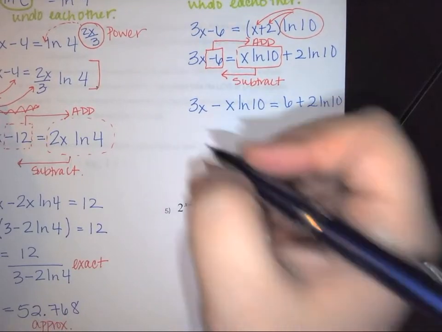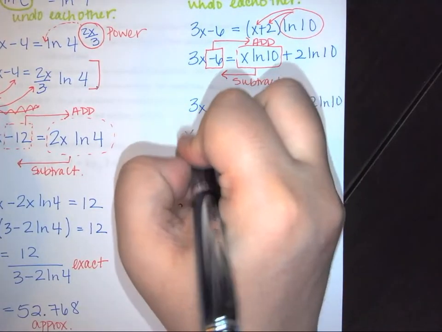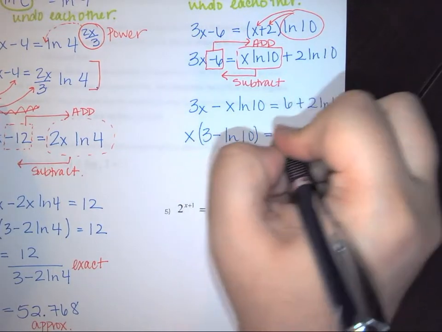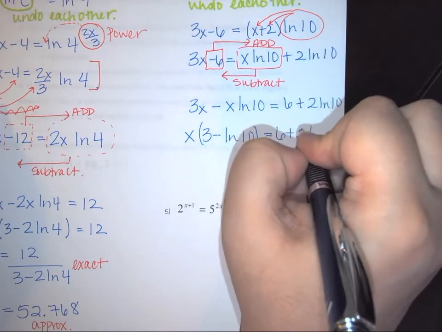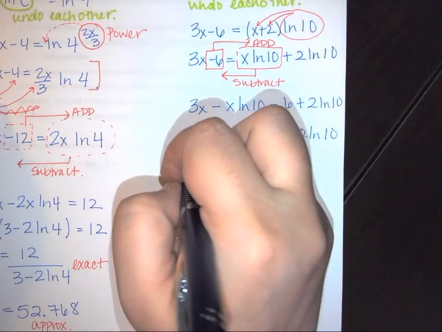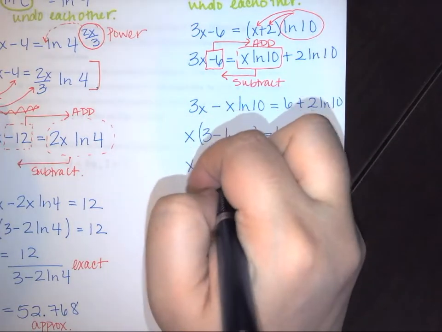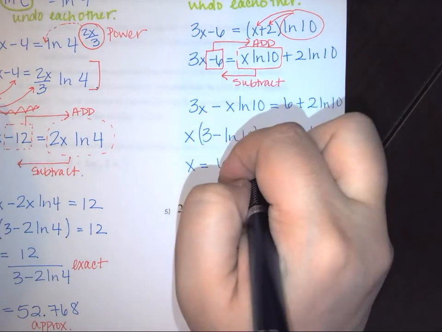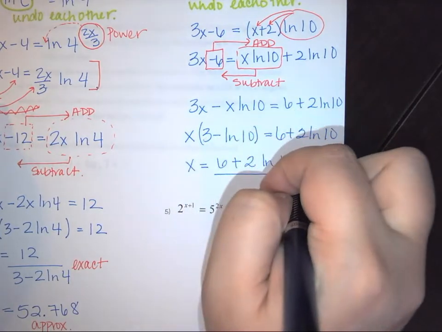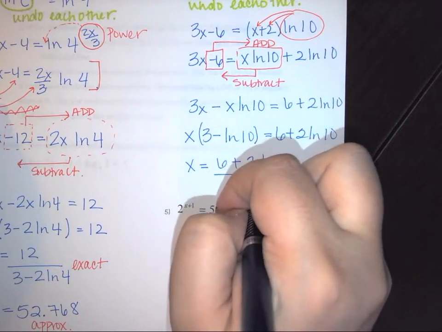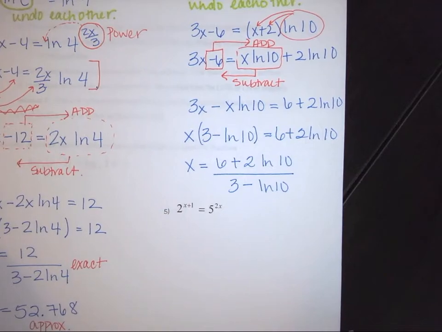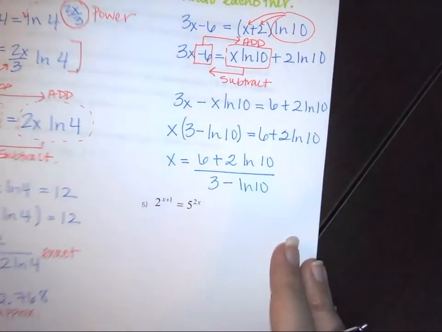I need to pull that x out, so the x comes out, leaves me with 3 minus the natural log of 10 is equal to 6 plus 2 natural log of 10. Divide everything to get x by itself, so I have x is equal to 6 plus 2 natural log of 10 divided by 3 minus the natural log of 10. And then we again would use our calculator to find that answer.